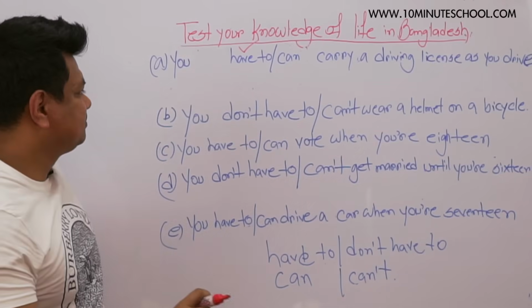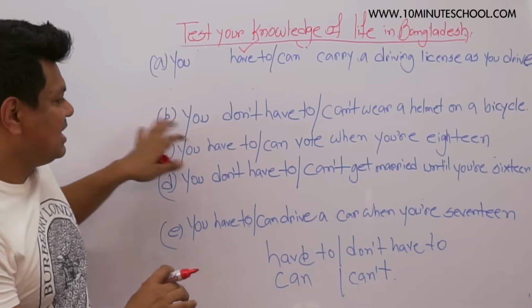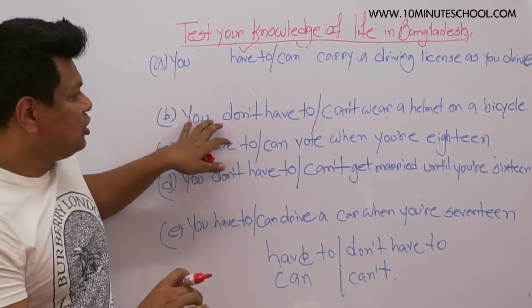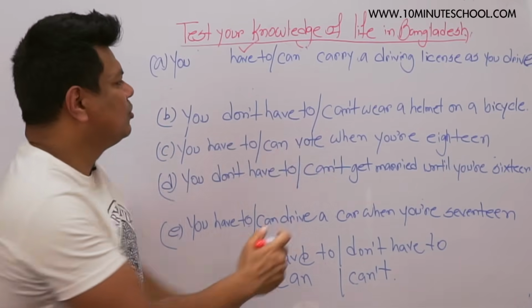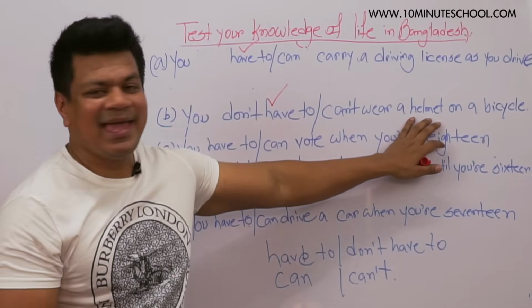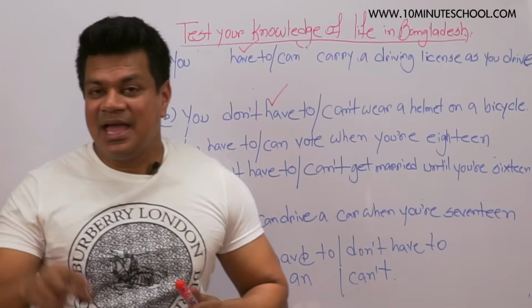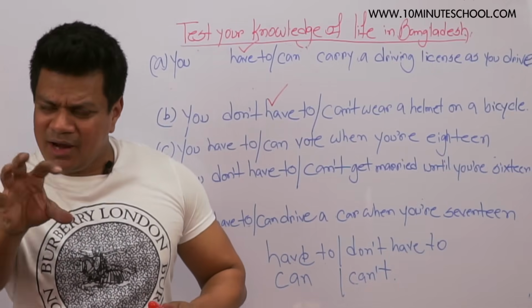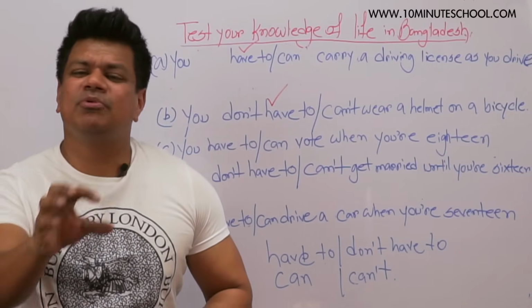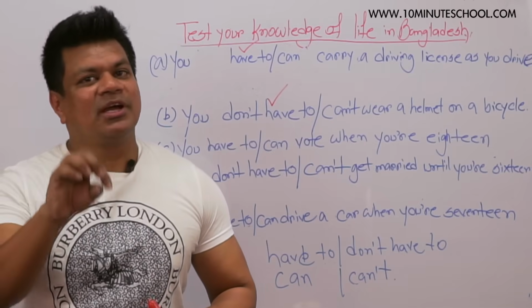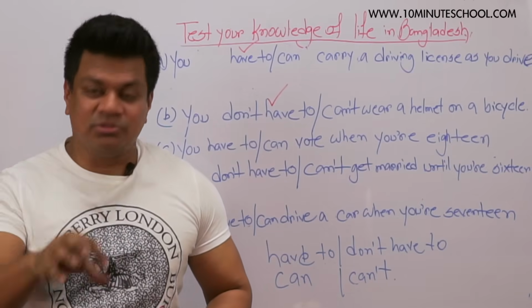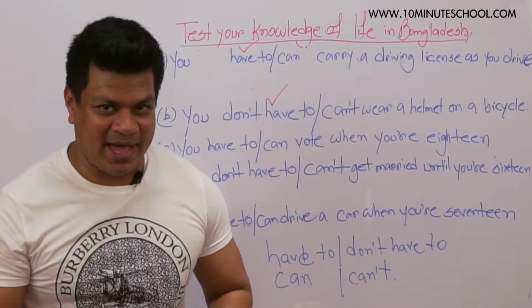Okay, then B. B is going to be you don't have to wear a helmet on a bicycle. See, you don't have to. Again, I cannot tell you that you can't wear a helmet. I cannot say that you cannot wear it at all. You don't have to wear it. Still, if you want, you can wear that.